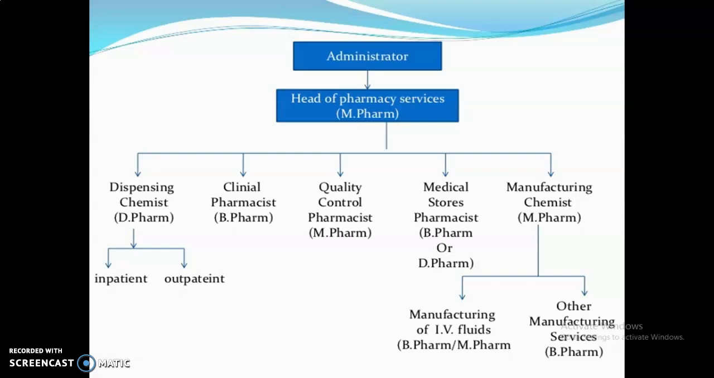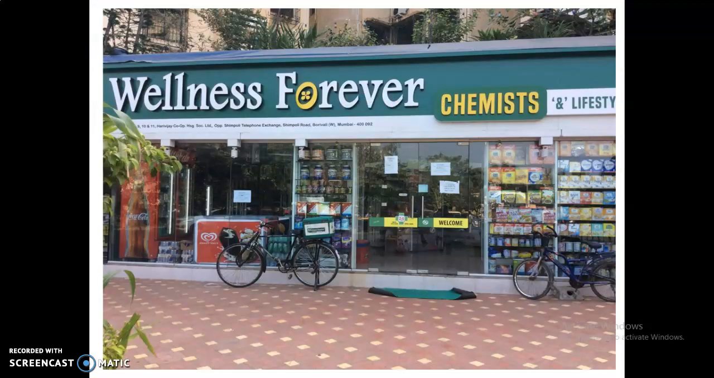So the organized hospital pharmacy department has an integrated setup consisting of dispensing section, manufacturing section, quality control section, clinical pharmacy section, and medical store or record section. Okay, so this is all about the hospital pharmacy.